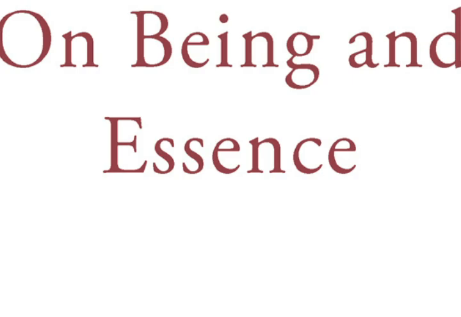So, genus and species are only in the mind. But we divide up reality through means of genus, species, and difference, right? And we do that automatically. And we see those things in reality.